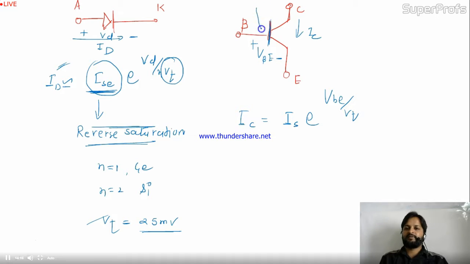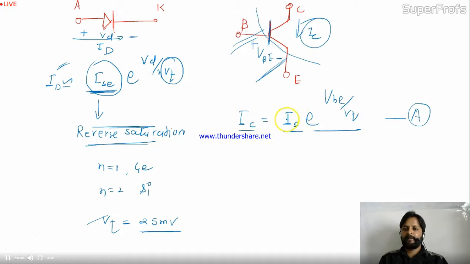Okay, this is looking like you are applying the input to the transistor, and this is the output. So your output is equal to IS e to the power VBE by VT ampere. Please remember this. Where what is the IS? Again, this is the reverse saturation current. This current will flow when both junctions are in reverse bias.